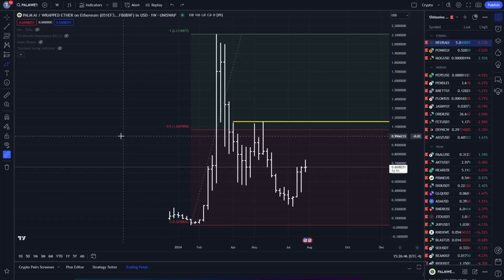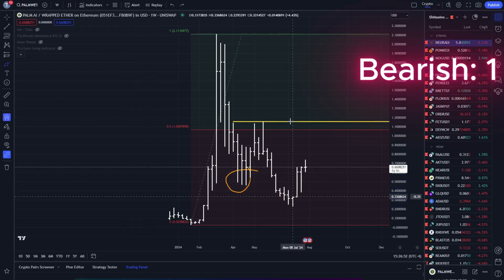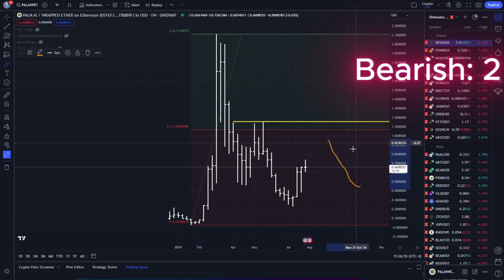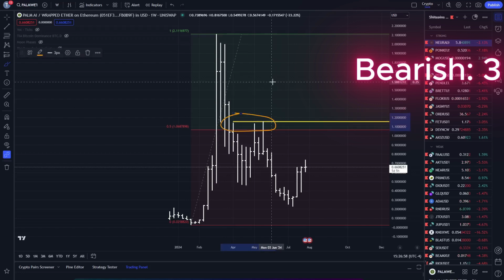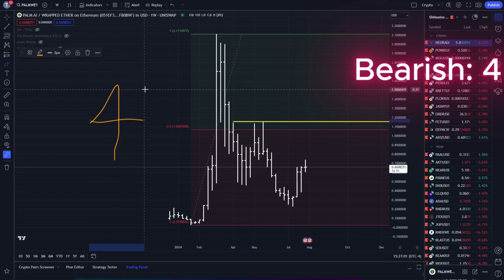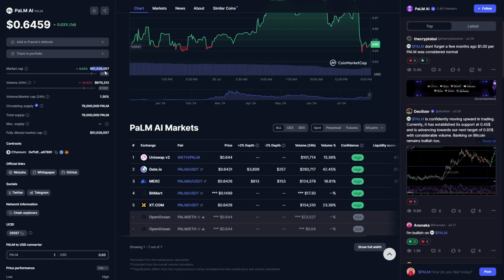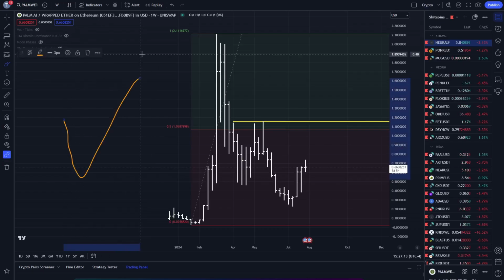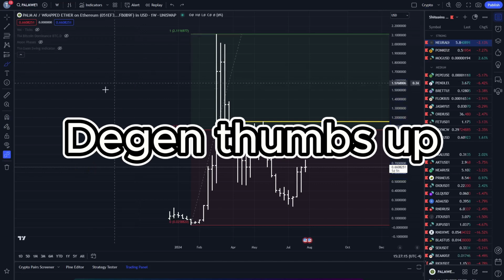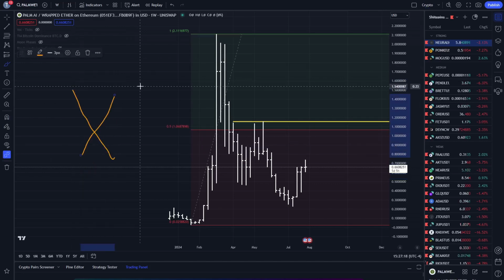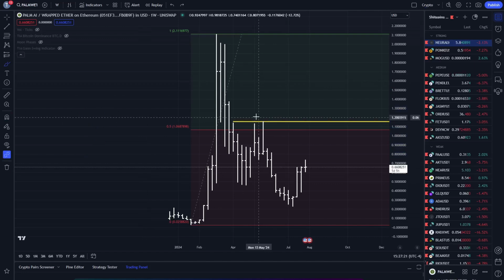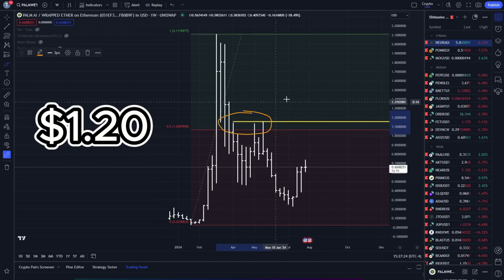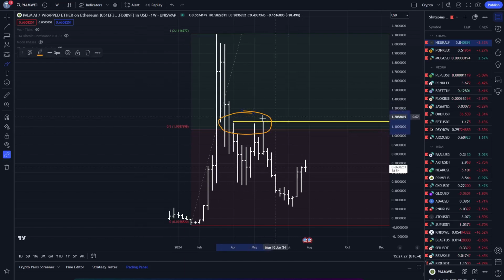Alright, last but not least, we have Palm AI. You should know the drill by now. So this coin is making lower lows. It is way below its all-time high. It's below the 50%, and it is below these all tops. So we have 4 bearish signals. There are no accumulation zones to speak of. Overall, it's looking bad, but it's a very low market cap. It's at 50 million, meaning that overall, it can go into the degen portfolio, or at least I give it the degen thumbs up. Of course, this means it's very risky, so please be careful trading this coin. For me personally, I would like for a safe entry for it to reclaim $1.20. This means it would be above the 50% and above the all tops.